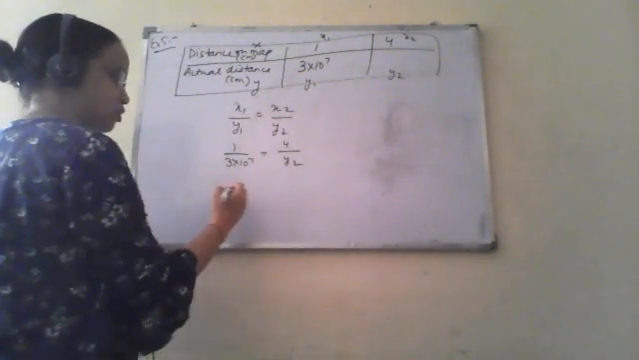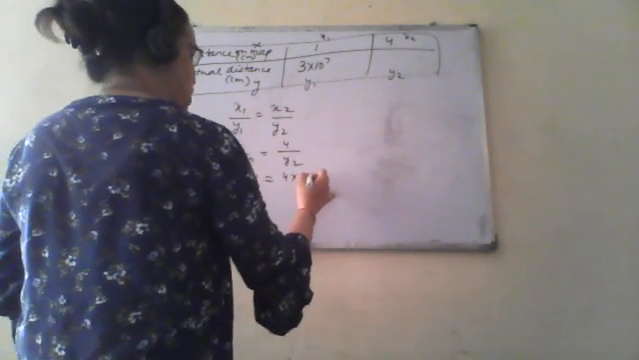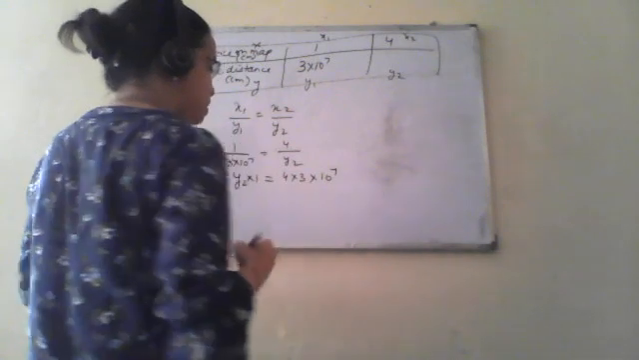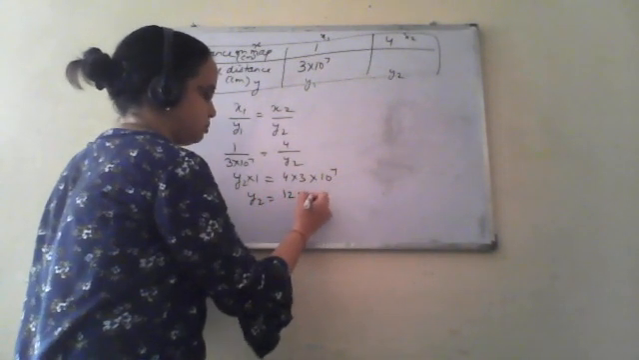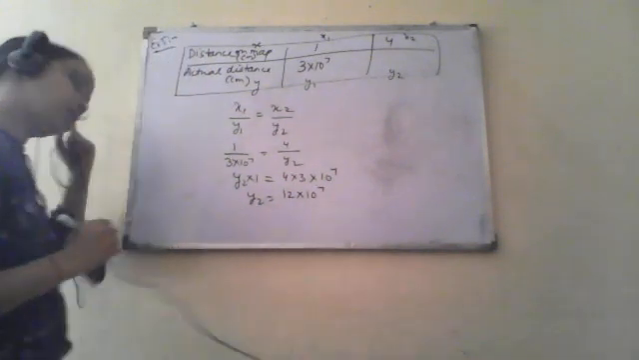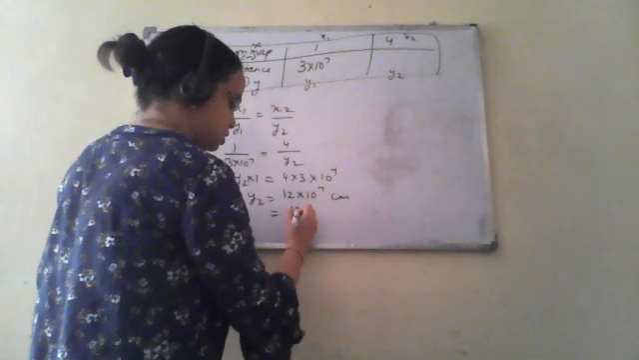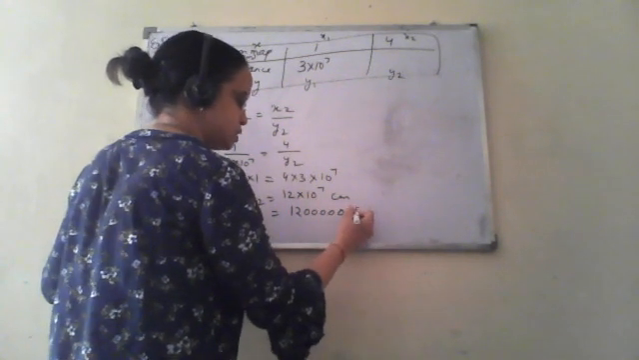By simply cross multiplication, this is y2 into 1. We have 4 into 3 into 10 to the power 7. So y2 will become 12 into 10 to the power 7 centimeters. So we have to put 7 zeros: 1, 2, 3, 4, 5, 6, 7.